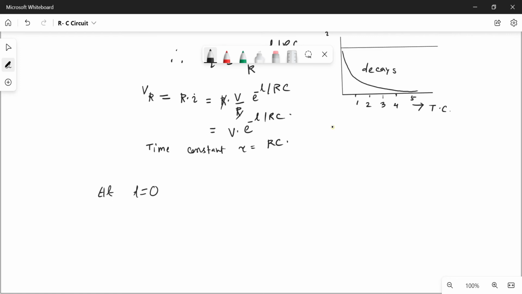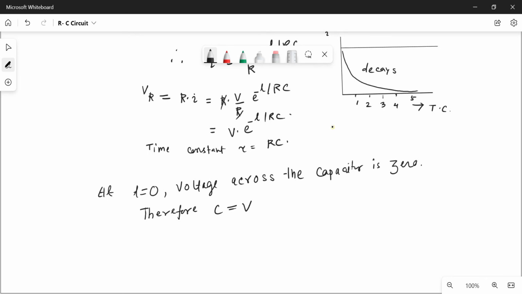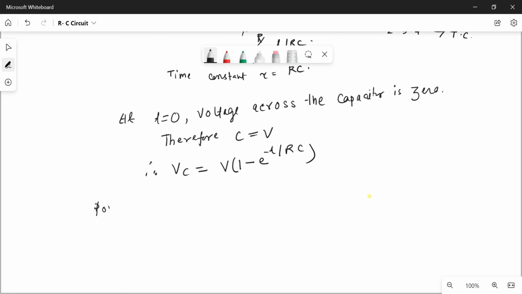Similarly, voltage across the capacitor. Now putting the value of C equal to V in equation 2, we'll get this one. Therefore, VC is equal to V into 1 minus e to the power minus t by RC.